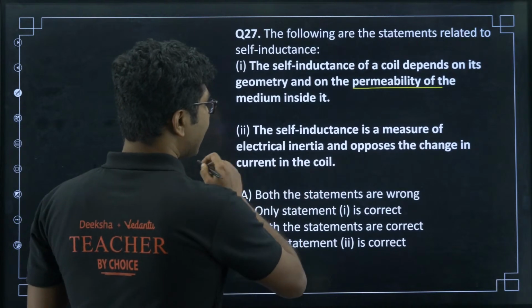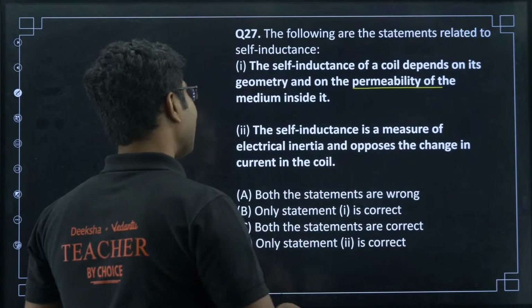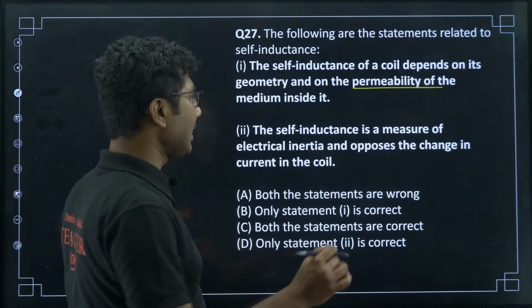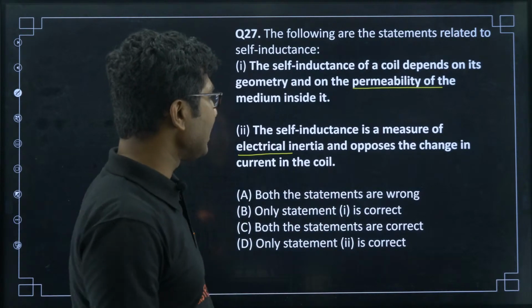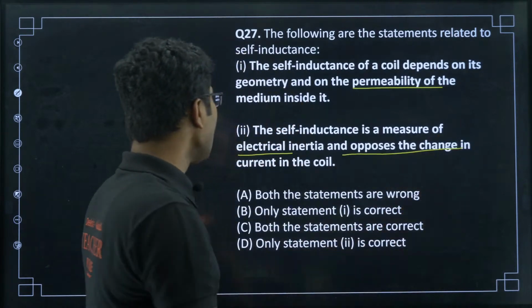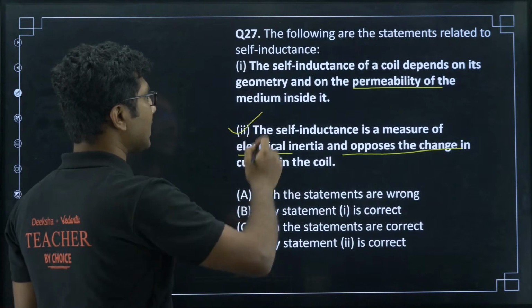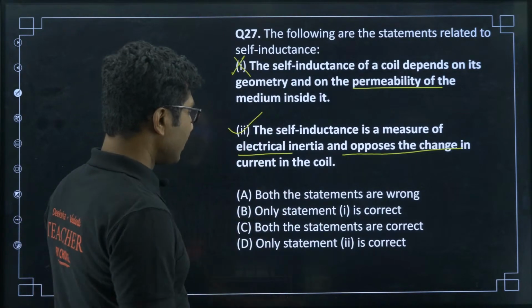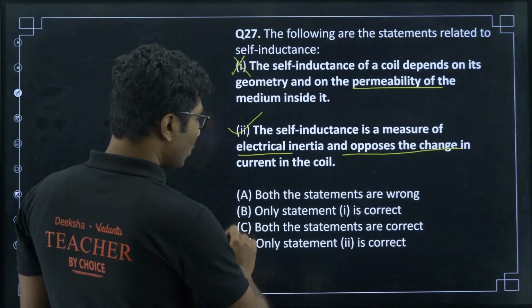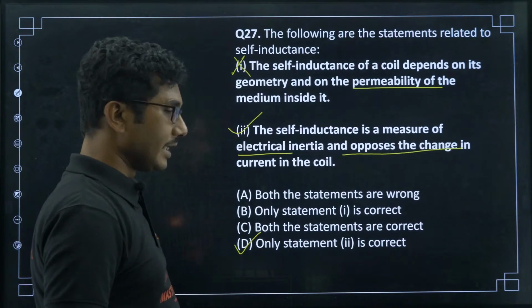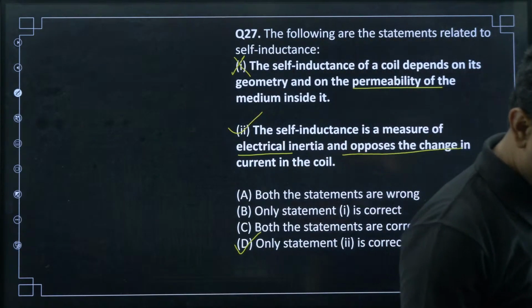But in statement 2, self inductance is electrical inertia. That is correct. Self inductance is electrical inertia and opposes the change in current in the coil. That is obviously correct. So statement 2 is obviously correct, but statement 1 is incorrect. So only statement 2 is correct. Option D is correct.